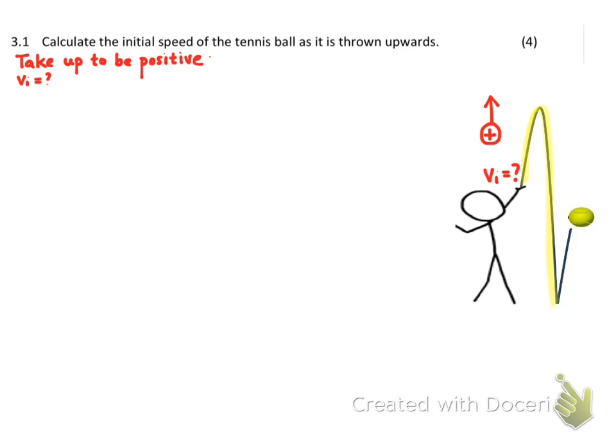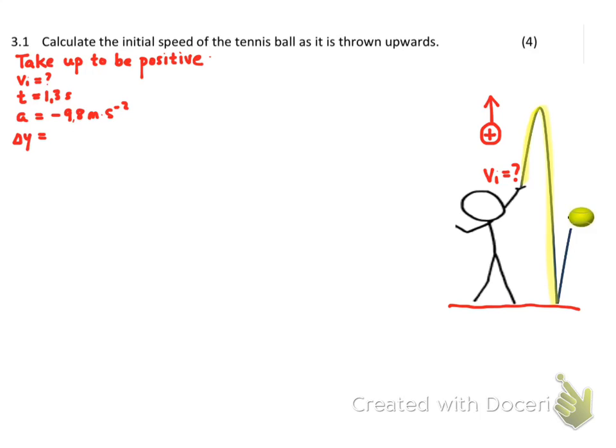Alright, let's get our shopping list out. VI is what we're looking for. The time for that journey, highlighted in yellow, is 1.3 seconds. That was given in the question. Acceleration is acceleration due to gravity, so it's 9.8 meters per second squared, and it's minus because we've taken positive to be up, so minus 9.8.